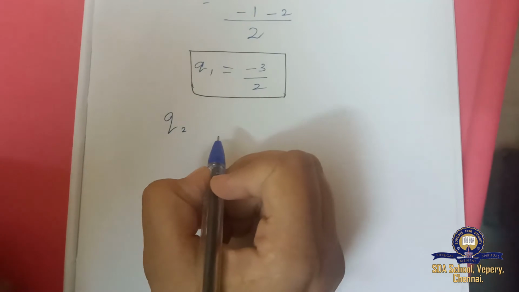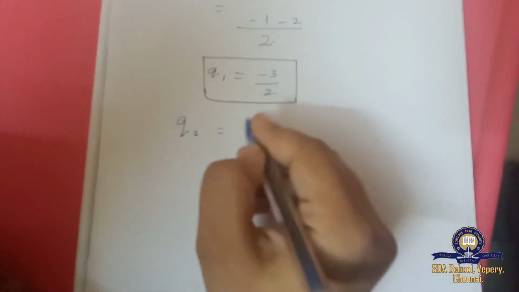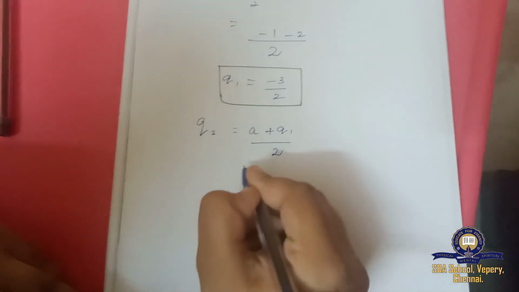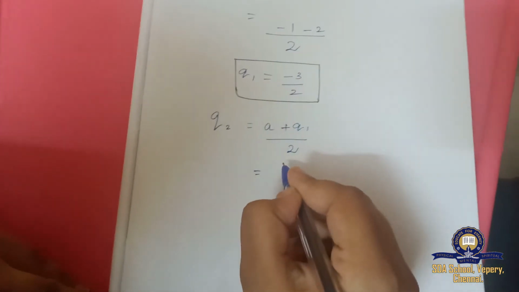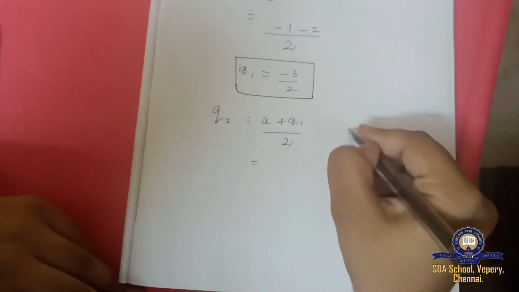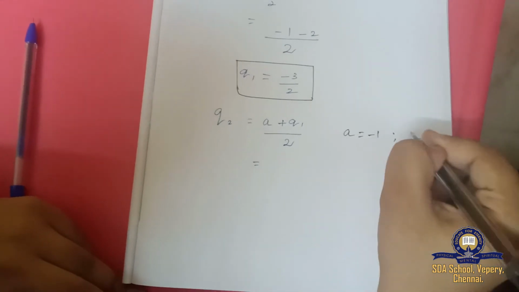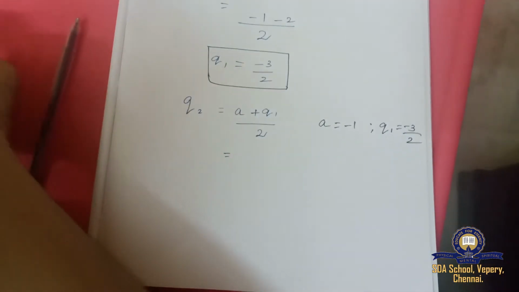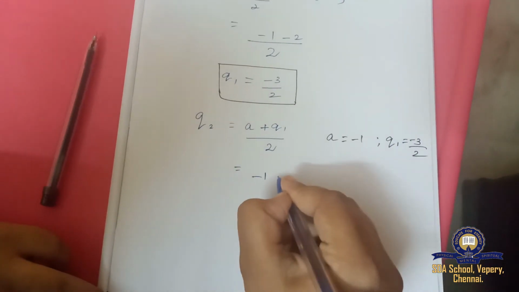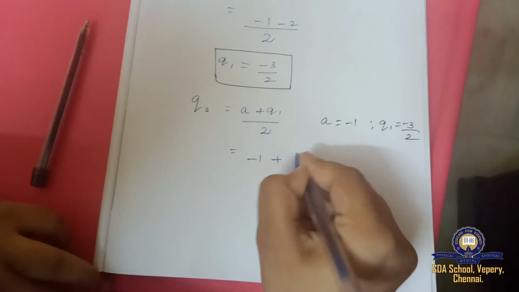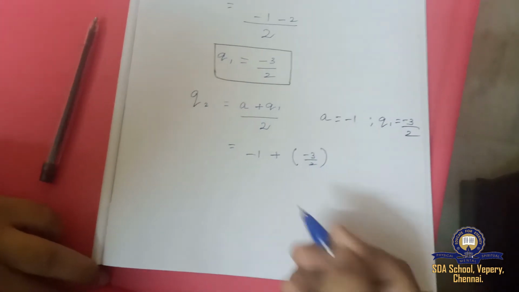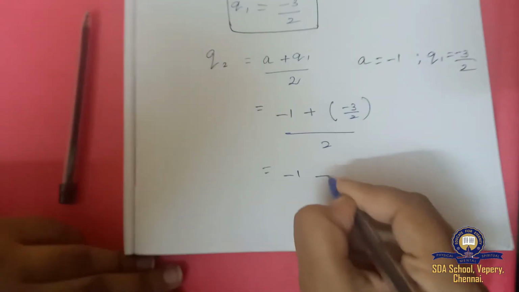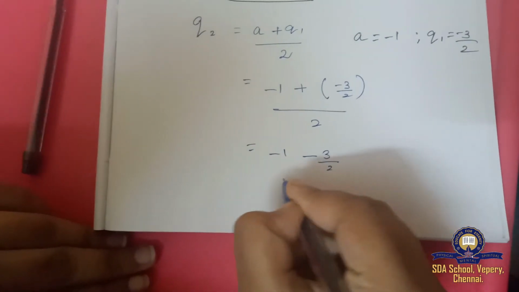Next, we have to find Q2. The formula for Q2 is (A + Q1) divided by 2. So what will happen? I have to write the value of A. A is -1 and Q1 is -3/2. Now merely I have to substitute over here. Minus 1 plus, as usual, then open the bracket, write -3/2, then divided by 2. Then it will become -1 - 3/2 divided by 2.